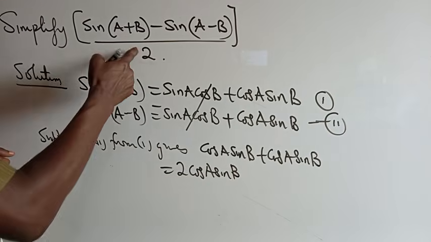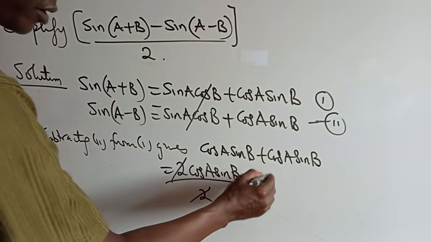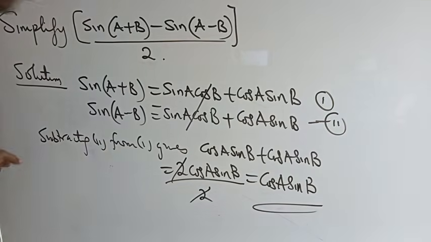Beautiful. Then don't forget you are dividing everything by 2. So 2 cancels 2 here. So you have cos A sine B. So it's as simple as that.